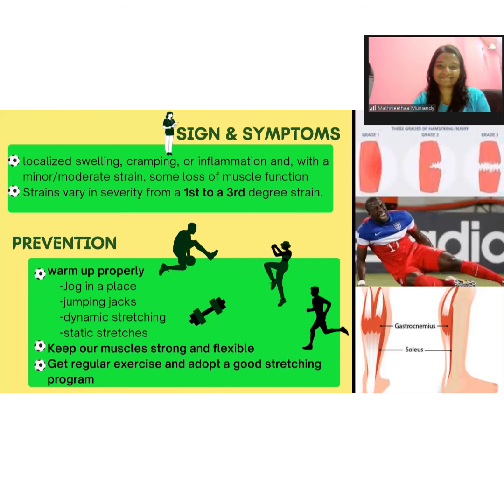Strains vary in severity from first to third degree strain. First degree strain only involves a few muscle fibers becoming damaged. Effects of the injury may not be felt until after the match and can include muscle cramp. Then second degree strains affect a larger amount of muscle fibers and the effect will be felt straight away. The pain will be more acute. Walking will be difficult. The muscle may drop when extracted.